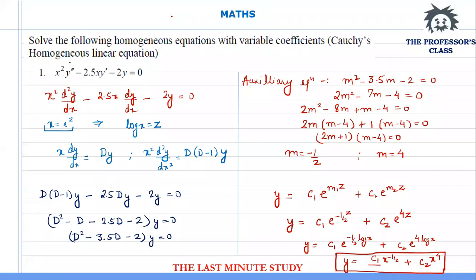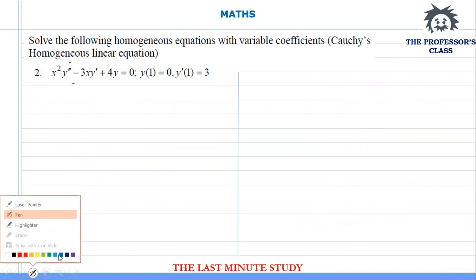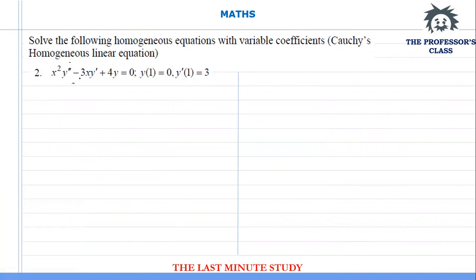Now let's try to see the next question. In this question, it is quite similar to the previous one, except for the fact that some initial boundary conditions are given. So we'll be using these initial boundary conditions at the end. First of all, let's follow the same procedure. For the equation which has been given over here, I'll be substituting x square y double dash as D(D minus 1) of y and x y dash as D of y in the above equation.